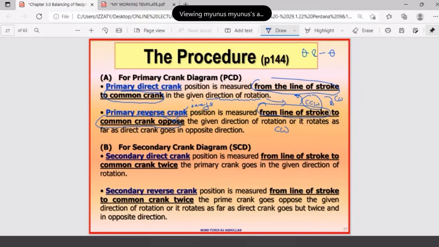So the second one, secondary crank. Secondary is twice. What is the keyword? Measured on line of stroke to common crank, but now twice, because secondary is twice of the primary, following the given direction. For the secondary reverse, where is the measurement? It is measured from the line of stroke to the common crank. Twice also, but opposite, because reverse. You understand this one, inshallah. The next one is not very difficult for you.